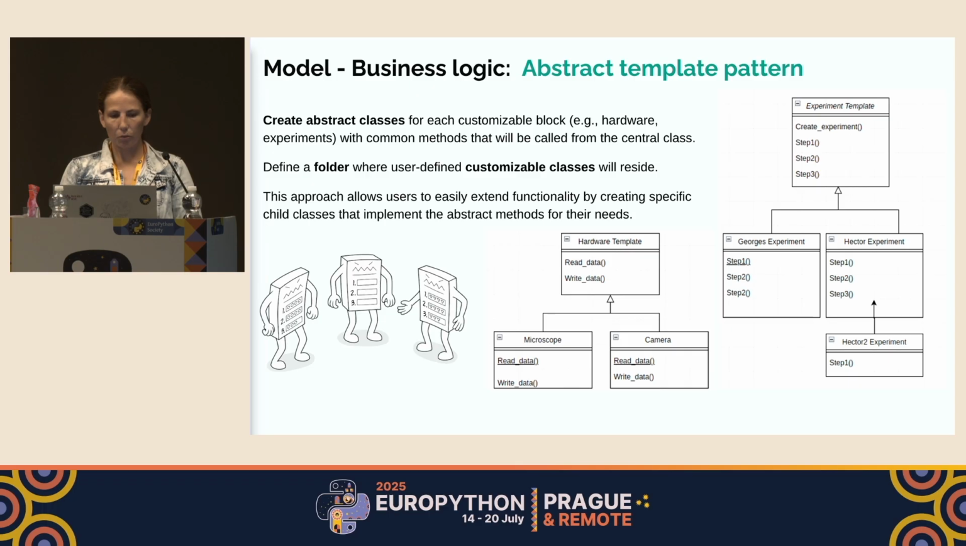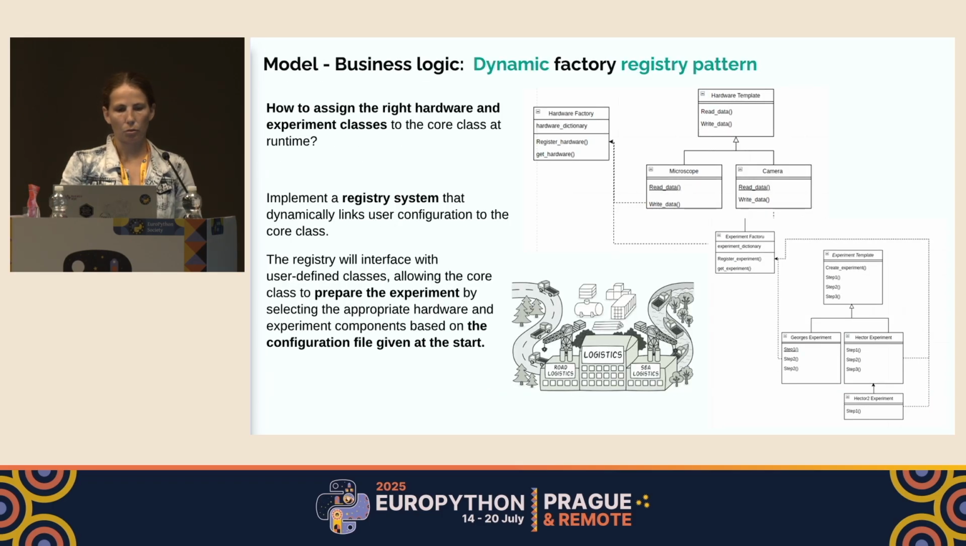But now, how will we link this new class he made with the rest of the software? To do that, we can use the dynamic factory registry pattern to link the right experiment to the right hardware. So we have a registry class that will decide which experiment to call.